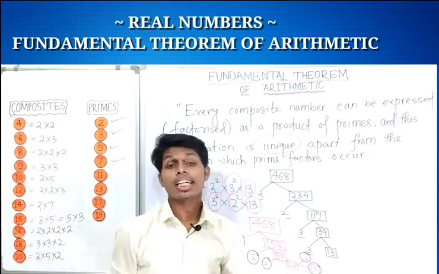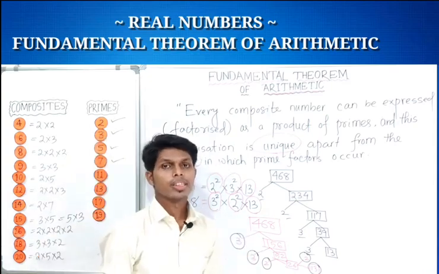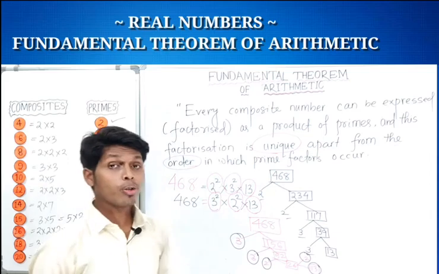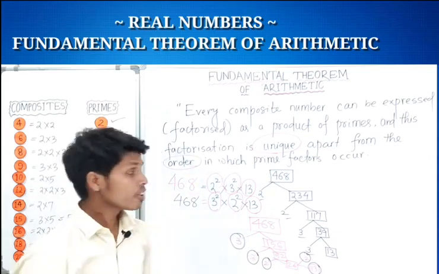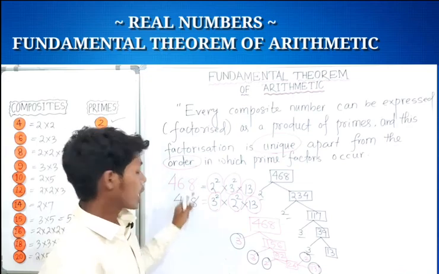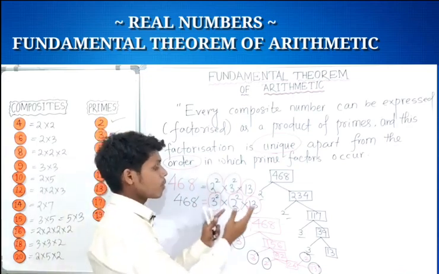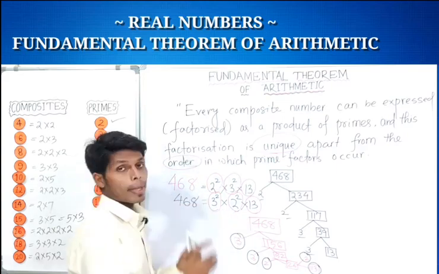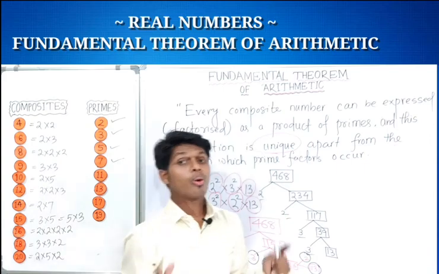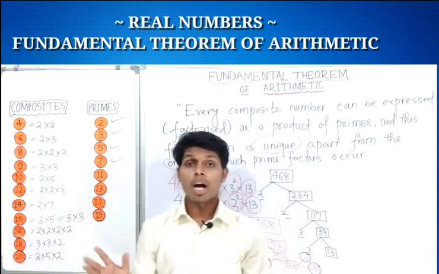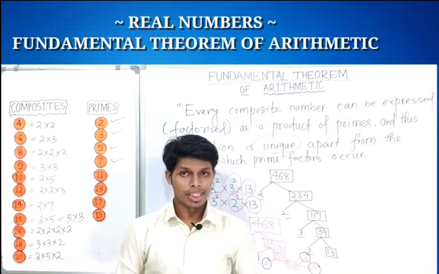It gives you nothing but another definition of a composite number. Whenever you are asked to prove or check whether a given number is prime or composite, how can we check it? We will just factorize it, and if you get some prime numbers multiplied together to give the number, then the given number is composite. Okay, so I hope you have clearly understood the fundamental theorem of arithmetic.